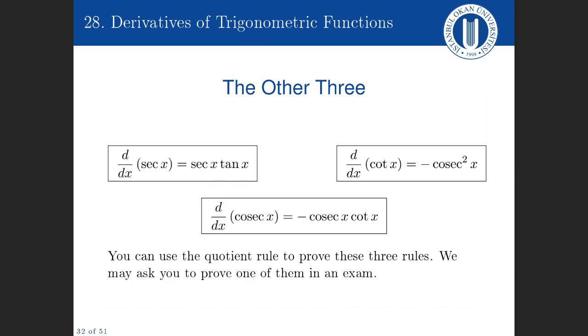The other three. The derivative of sec x is sec x tan x, the derivative of cotan x is minus cosec squared x, and the derivative of cosec x is minus cosec x cotan x. It's possible to prove all three of these using the quotient rule, just as I did in the previous one when I proved that the derivative of tan x is sec squared x.